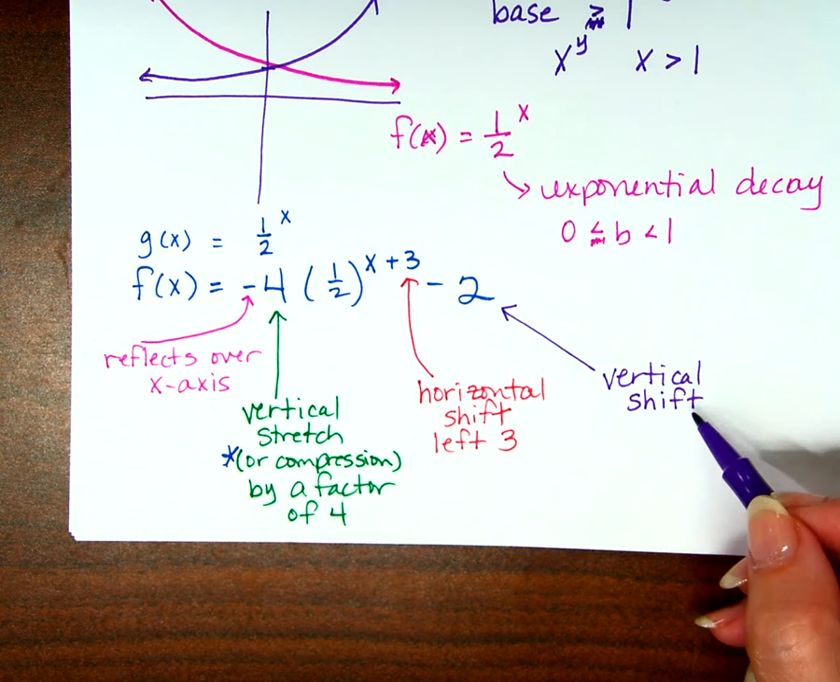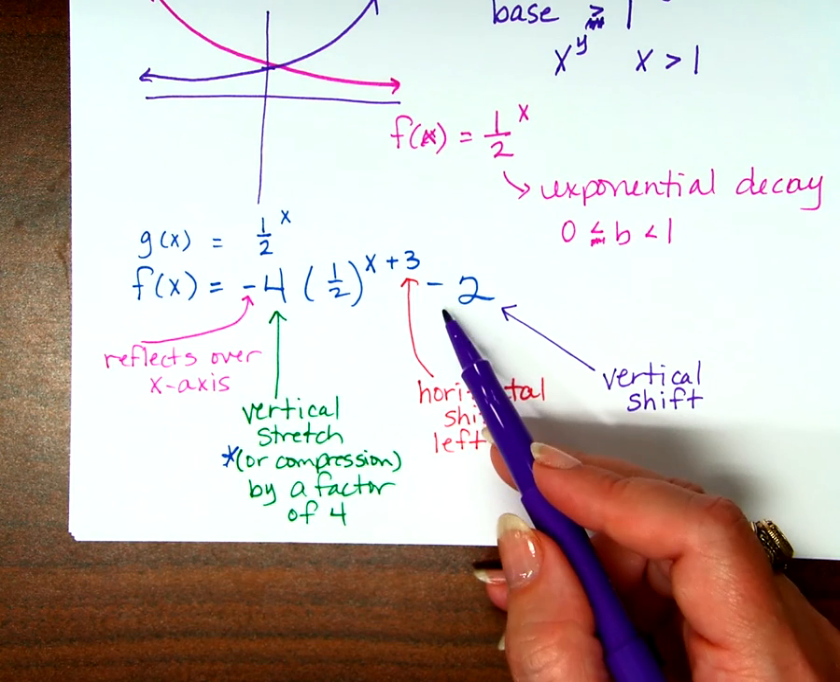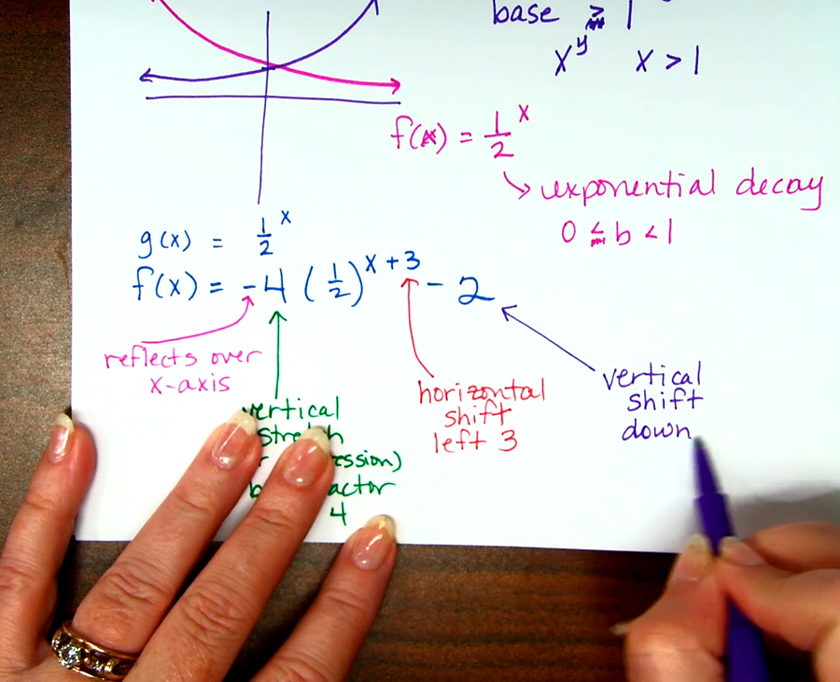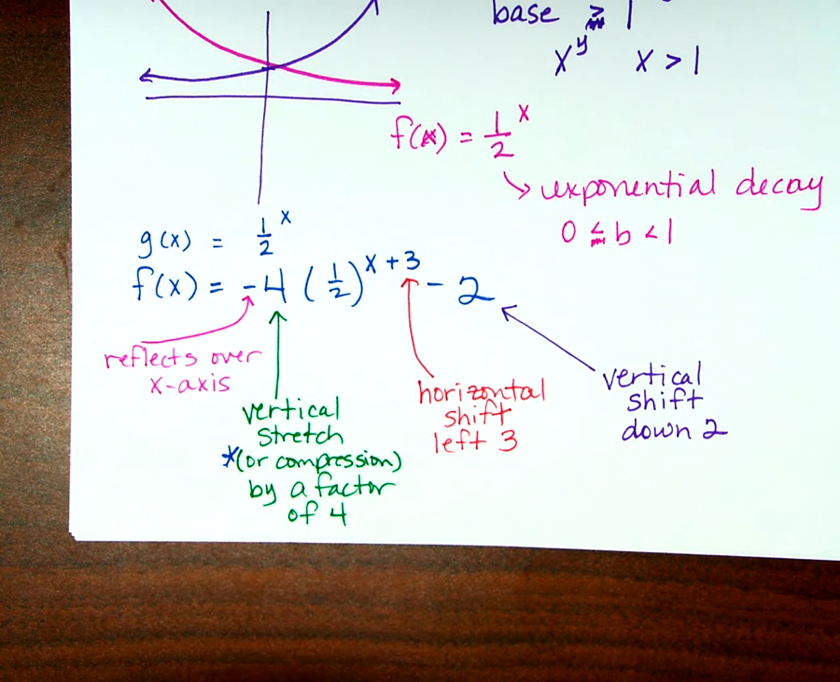Vertical is going to move up or down. This particular one is going to go exactly where you think it should go. Perfect. Down 2, in fact, correct? Any questions about that?